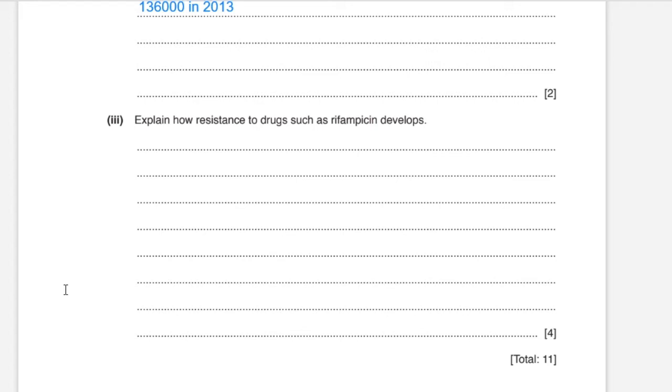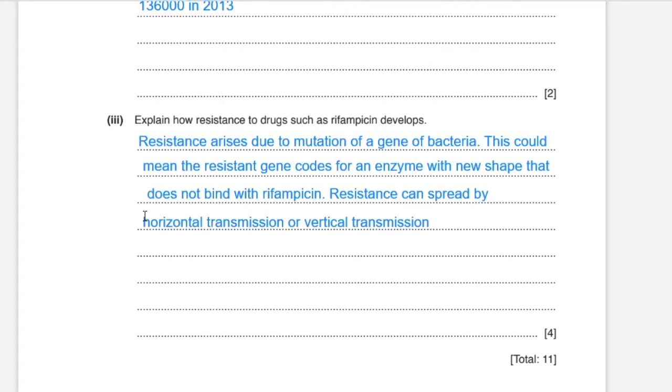Now this mutation occurs in a gene of the bacteria. And because rifampicin binds with an enzyme, resistance to rifampicin would mean that the shape of the enzyme changes and it prevents binding. And the second part would include that the resistance can spread either by vertical or by horizontal transmission, where vertical transmission would spread the gene for resistance within the same species, so when the bacteria divides into 2 by binary fission, or by horizontal transmission, where the gene is passed on to a bacterium through a plasmid.